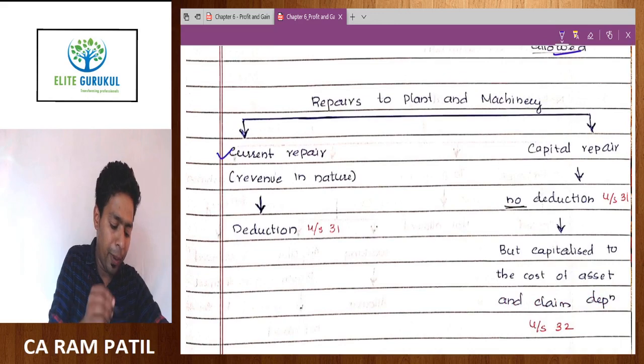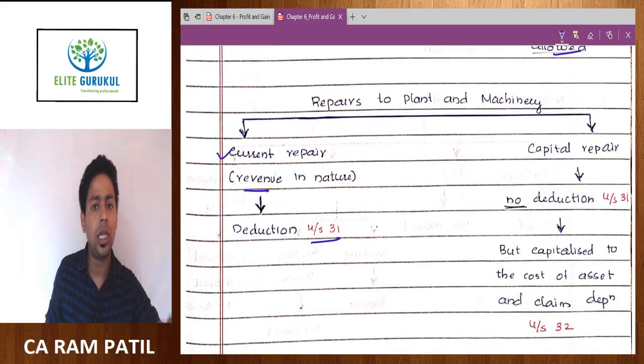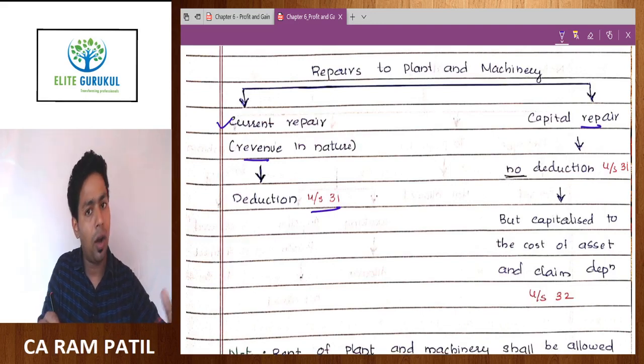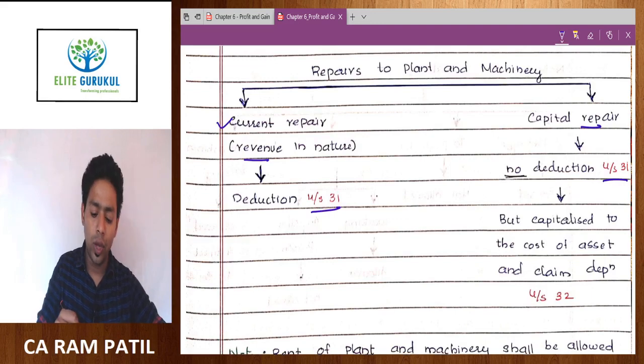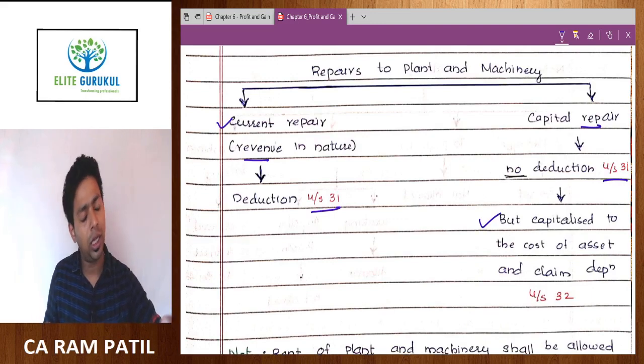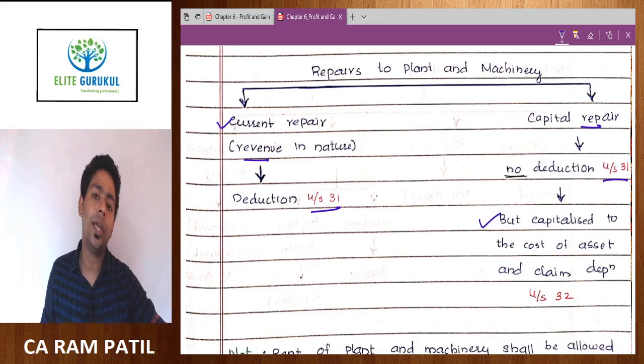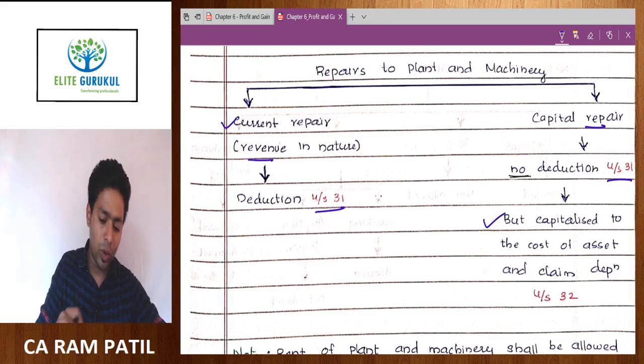It can be a current repair, which is of revenue nature, and deduction under section 31 will be allowed, whereas capital nature expenditure is not allowed as a deduction under section 31. Then what to do with it? You can capitalize it to the cost of the asset under section 43(1) and claim depreciation on that as per section 32. So this is what you need to understand.